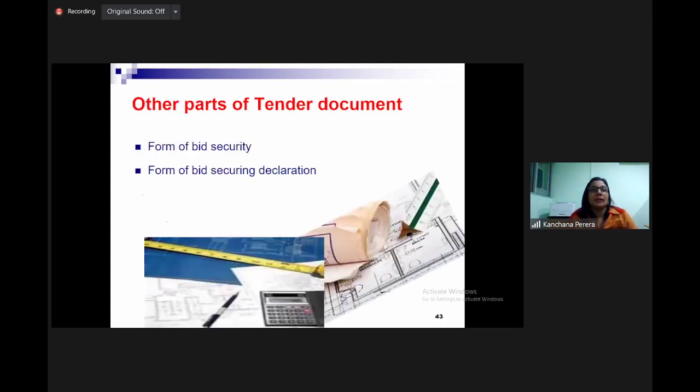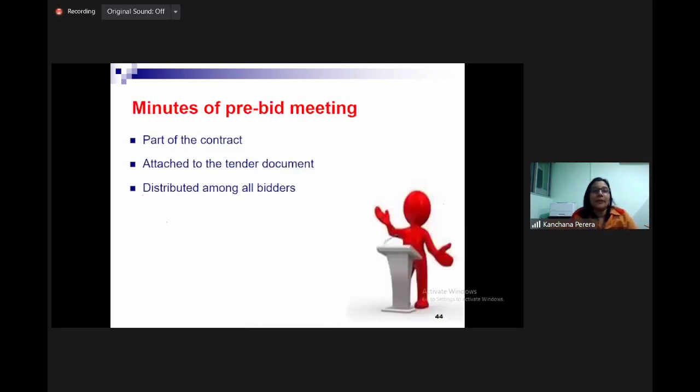Right. Other parts of tender documents: form of bid security, form of bid securing declaration. There are things. If you are giving the bid document, we have to follow this standard given by the bidding document. Then the bid security declaration also needs to be given. Then pre-bid meetings, as we mentioned.